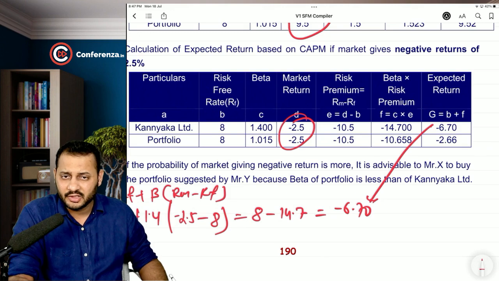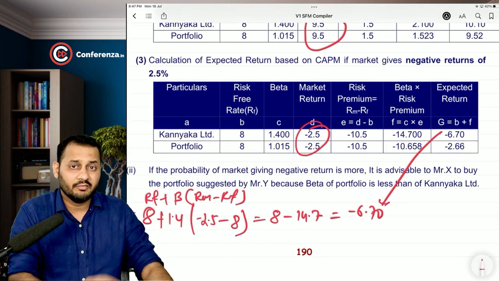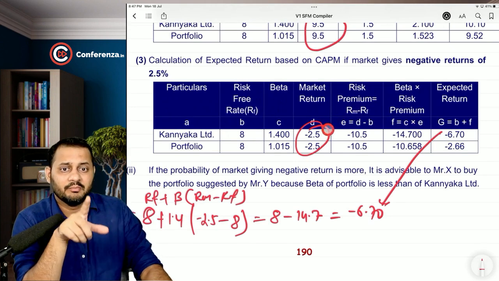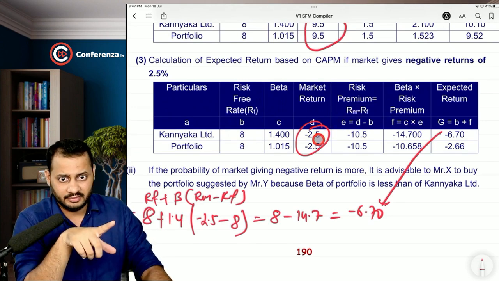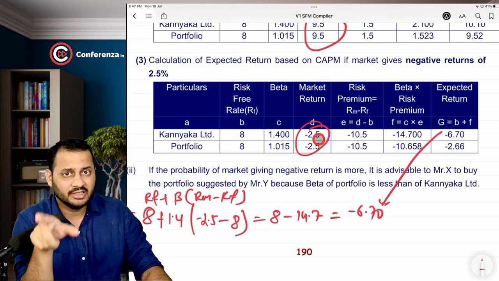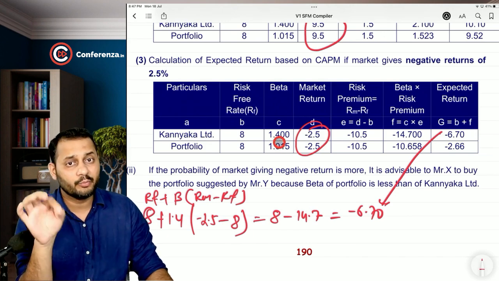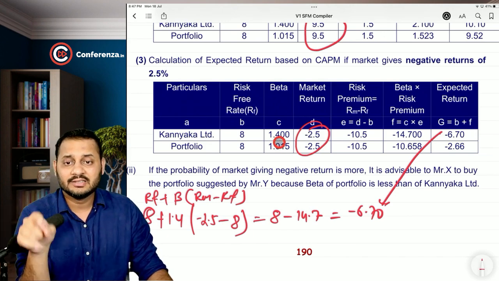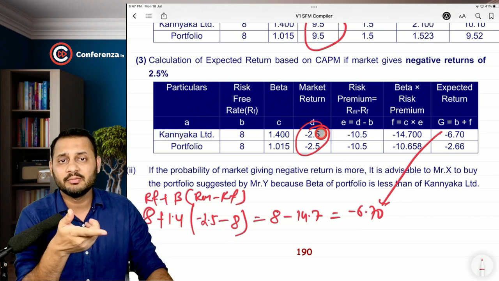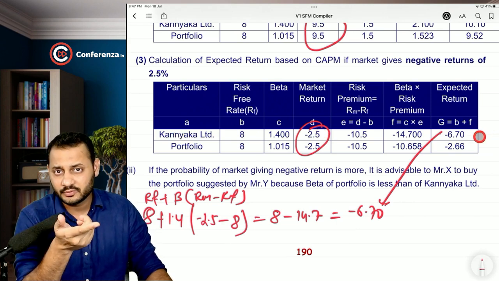If the market is giving negative return and you are still investing in the market, see, I will give you the logic now. If the market is giving you negative return and you are investing in this Kanyaka Limited security, and the risk of our security is higher than the market, 1.4 is higher than the market, then your loss will also be higher than the market, which is coming to 6.70.